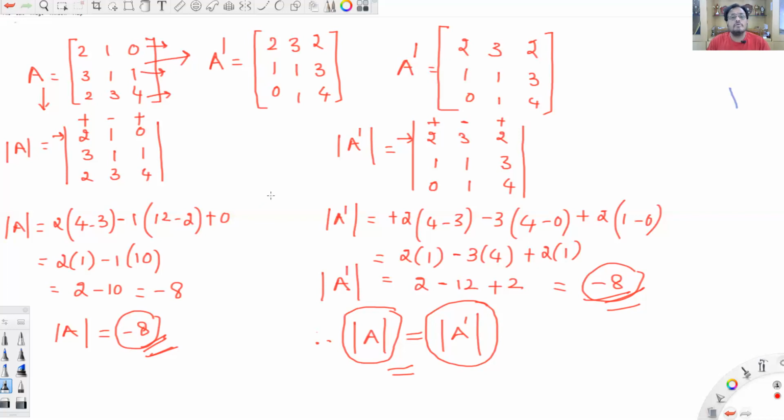I have made you understand the concept clearly through an example. But in the examination, you will be asked to prove it: prove that if the rows and columns of any determinant are interchanged, then the value of the determinant is always the same, or prove that the value of the determinant is not altered. So that is the first property we are going to learn.